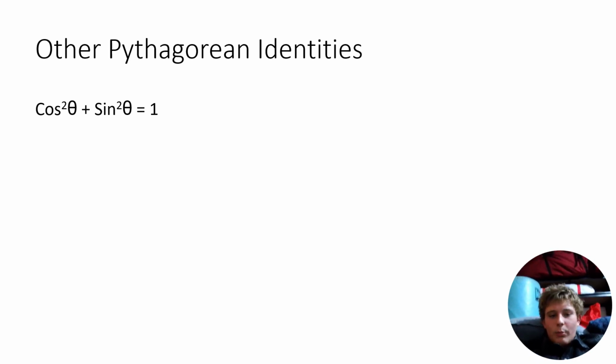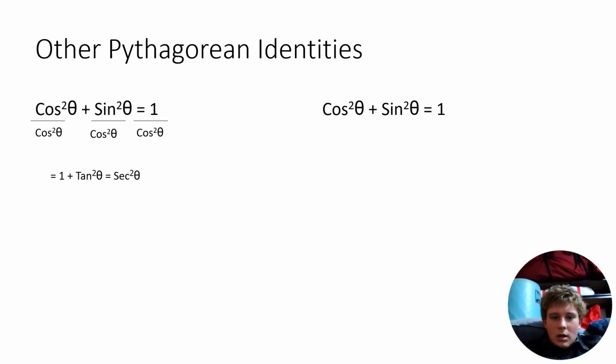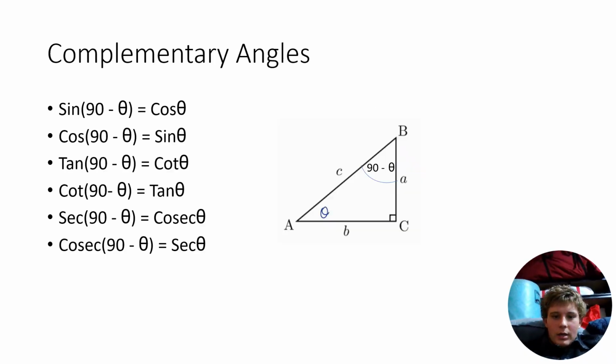Alright, so now we've got our other Pythagorean identities. They all start with cos squared plus sine squared equals 1, and then we divide it all by cos squared. That gives us cos squared divided by cos squared equals 1, sine squared divided by cos squared is going to equal tan squared, then 1 on cos squared is going to equal sec squared. Same principle with sine: it's going to equal cos squared on sine squared is cot squared, sine squared on sine squared is 1, and 1 on sine squared is cosec squared.